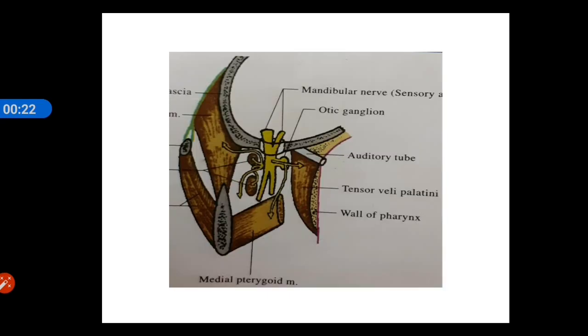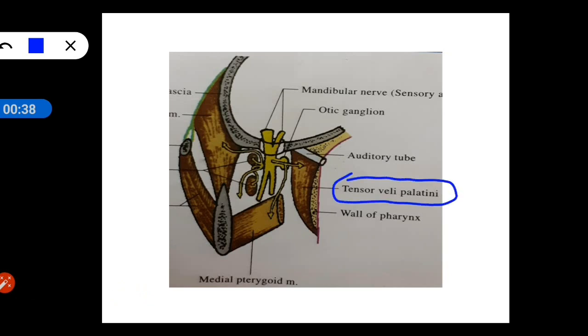We'll see the nerve supply of the soft palate. First, we will discuss the motor supply. All the muscles of the soft palate are supplied by the cranial part of the accessory nerve, except for the tensor veli palatini muscle, which is supplied by the nerve to medial pterygoid muscle. If you see here, this is the nerve to medial pterygoid muscle, which supplies the medial pterygoid muscle as well as the tensor veli palatini muscle.